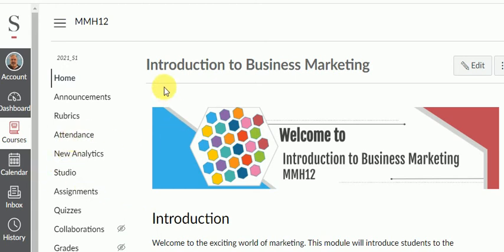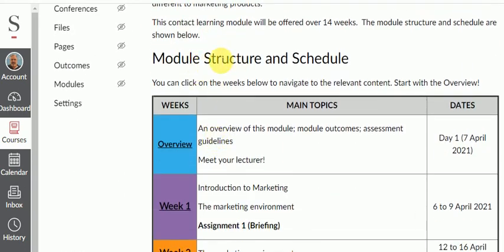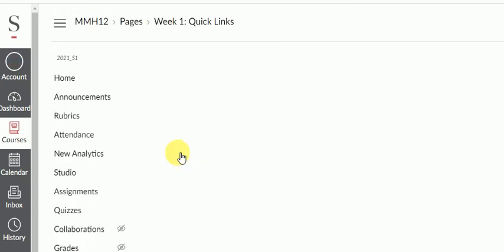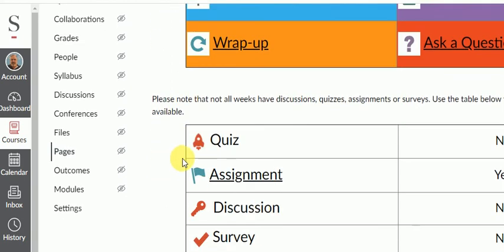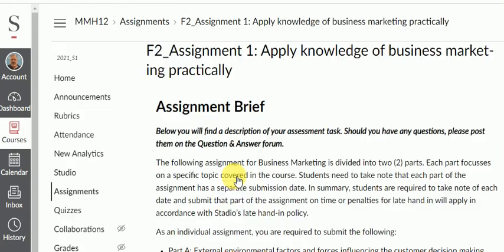There are two options. If you go onto the homepage of MMH12, which is the introduction to marketing, the code for this module, and you scroll down, you'll find your model schedule. Last week was week 1. So if you click on week 1, it says assignments. These are the quick links. So assignments, if you click on assignment, it will take you to your assignment page, which is assignment 1.